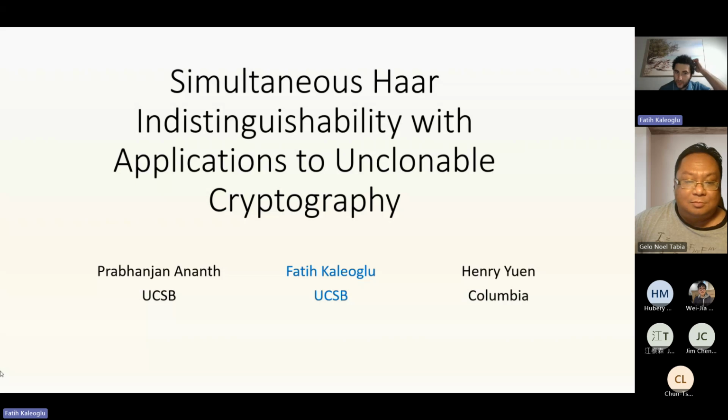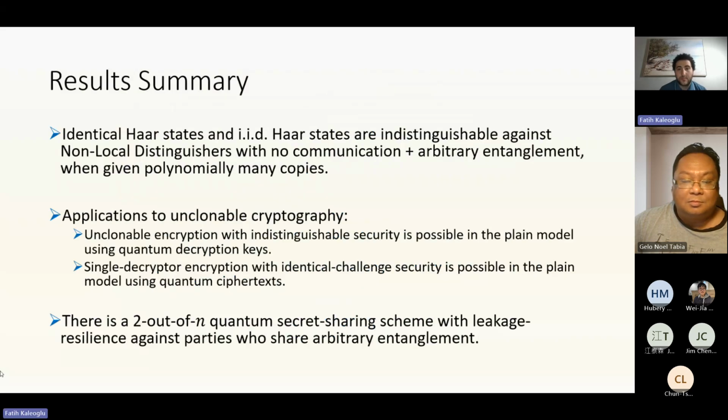This is joint work with my advisor Prabhanjan Ananth and Henry Yuan from Columbia. I will first give a summary of what we achieve in this work. Not everything might make sense immediately, but we'll go into detail throughout the talk. Our main technical contribution is that we show an indistinguishability result between two distributions, namely identical Haar random states and IID Haar random states. We show that if you have a non-local distinguisher that cannot communicate and could share an arbitrary amount of entanglement, and this distinguisher is given polynomially many copies from one of these two distributions, it cannot tell which one it is. And we show that this has applications to unclonable cryptography.